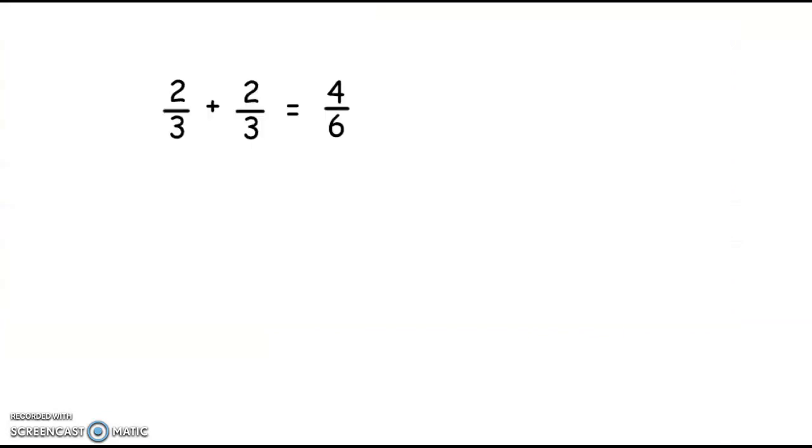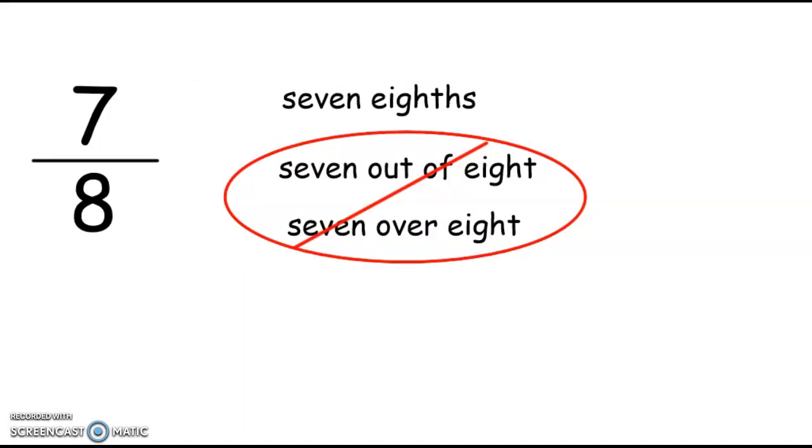This explains the misconception 2/3 plus 2/3 equals 4/6. One way we can help combat this is to be intentional in how we write and label our fractions and the language we use when we talk about fractions. Let's call 7/8 "7 eighths," not "7 out of 8," not even "7 over 8." We want students to see the relationship between whole numbers and fractions and not overgeneralize the part-whole relationship.